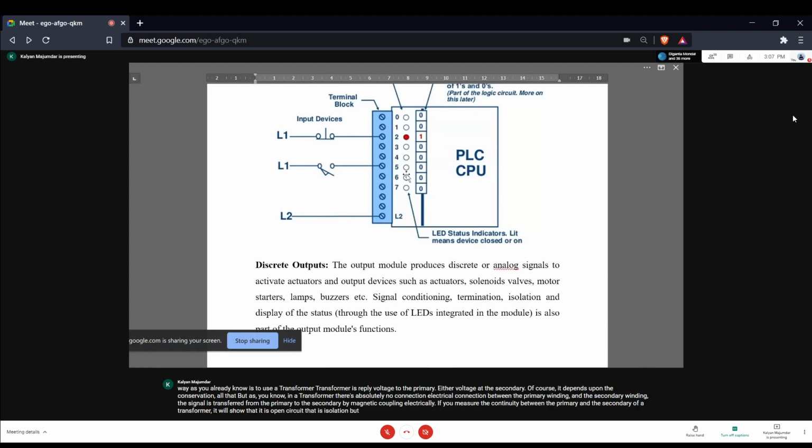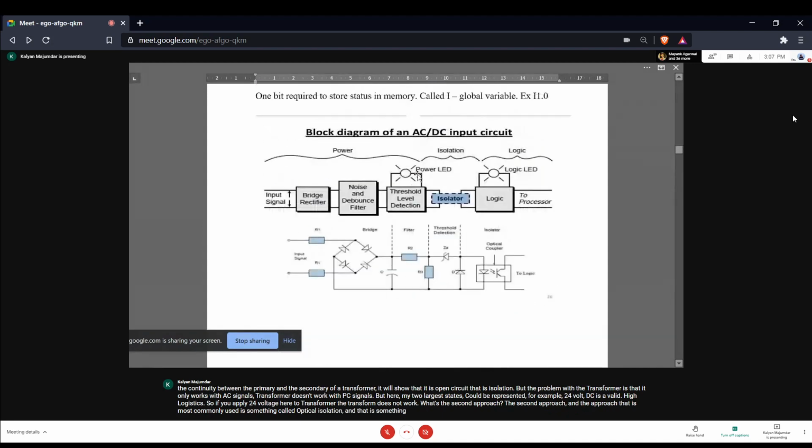But the problem with the transformer is that it only works with AC signals. A transformer doesn't work with DC signals. But here my two logic states could be represented by, for example, 24 volt DC, which is a valid high logic state. So if you apply 24 volt DC to a transformer, the transformer does not work. What's the second approach? The second approach, and the approach that is most commonly used, is something called optical isolation. And that is something like this.